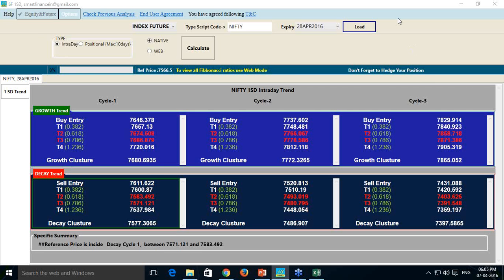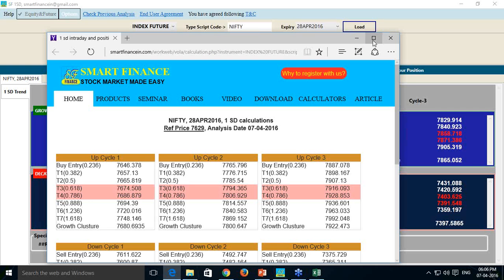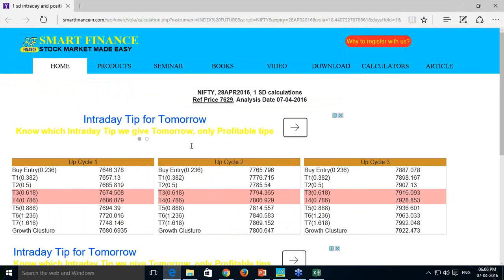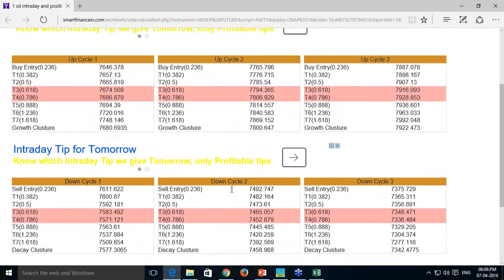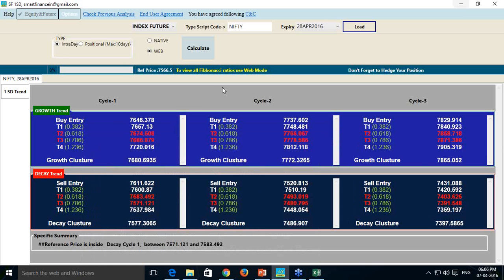What you are seeing here has two options, native mode and web mode. In native mode, you see these things on your screen here, and if you opt for web mode, you can get the same result reflected in a web page. From where the calculation has started, all the information you will get, all ratios you will get, 0.888, 1.618, these ratios also you can get here. We have given a brief description of how to trade with the hedging. That description you can also find.